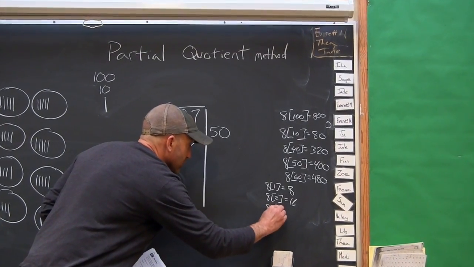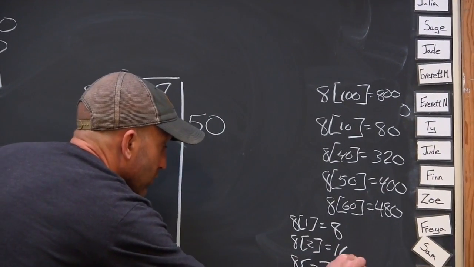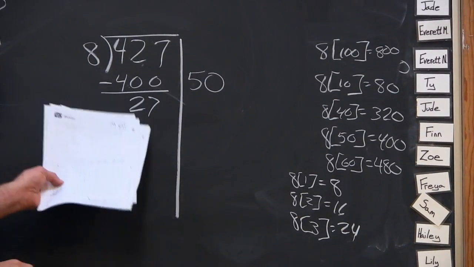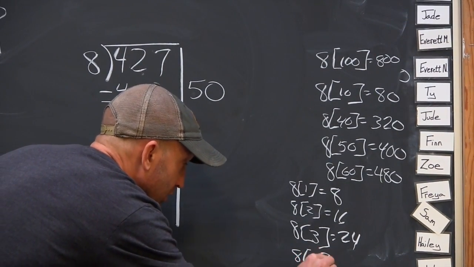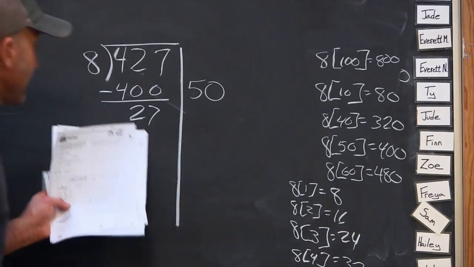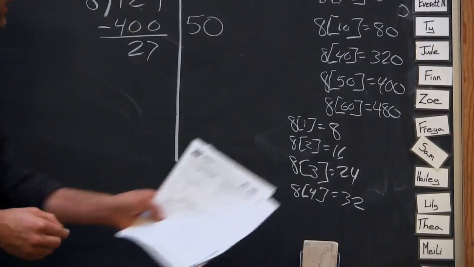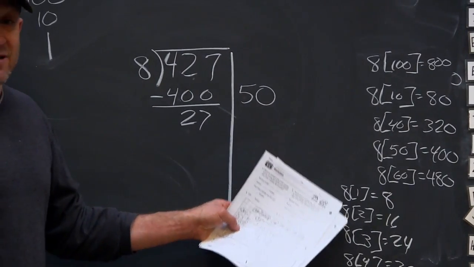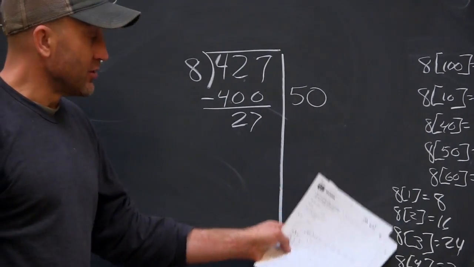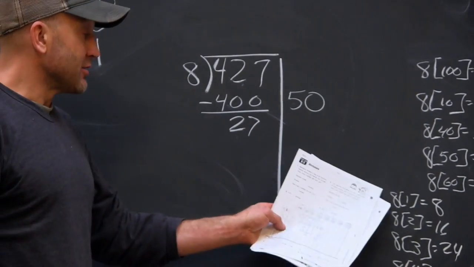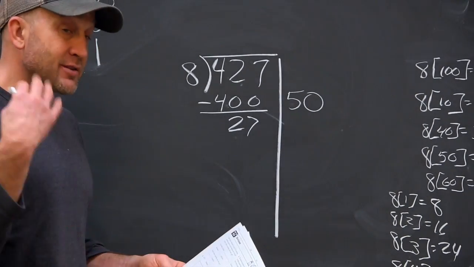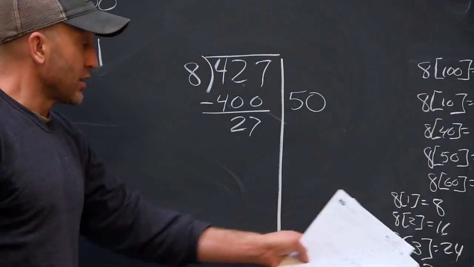8 times 3 is 24. Okay? And that's getting me pretty darn close to 27. Just double check. 8 times 4 is 32. And that's more than 27. So I'm going to use 8 times 3. And again, as kids develop more number sense, they don't have to do every one of those. But I like them to practice their multiples anyway, and it's a good skill builder just to start this way.